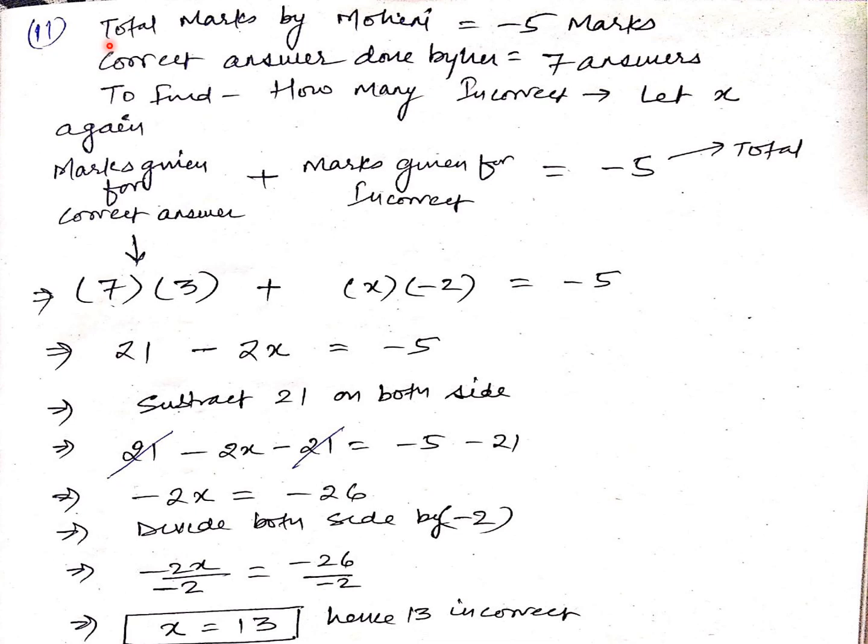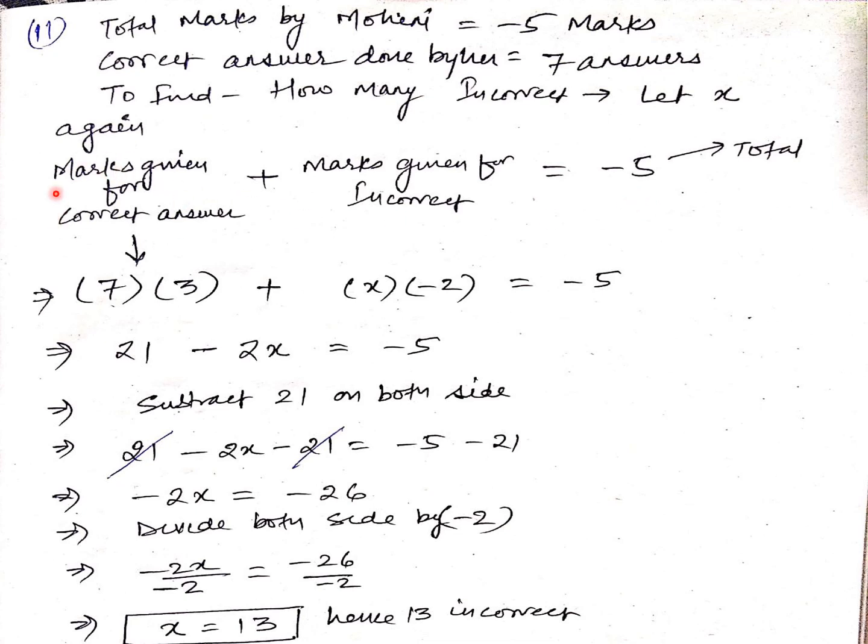Second part is a girl, Mohini, who is getting a total of minus 5 marks. The correct answers done by her are 7. Again you have to find how many incorrect answers she did. Again I have assumed it as x. Same equation we will use: marks given for correct answers plus marks given for incorrect answers equal to the total marks, that is minus 5.